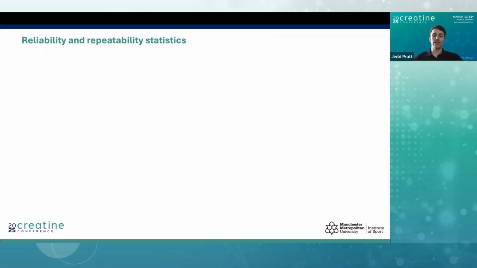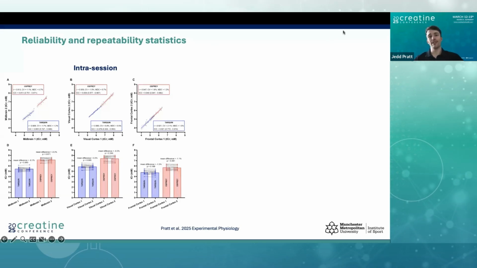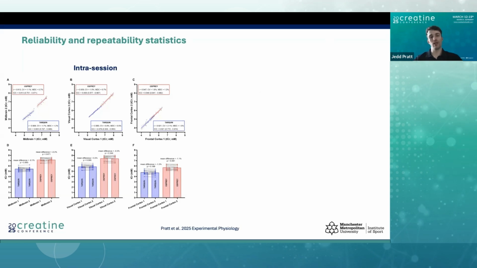So what did we find with this? Firstly, in terms of our intra-session data, we found very, very good reliability and repeatability. We found our correlation coefficients and our ICC values were over 0.9, and we found our minimum detectable change being at around 1.2% or less. And I suppose it's what you would expect, really, without repositioning the patient, without repositioning the voxels yourself. So we had no operator-dependent placement for the relocalization.